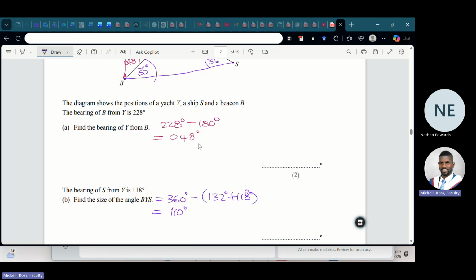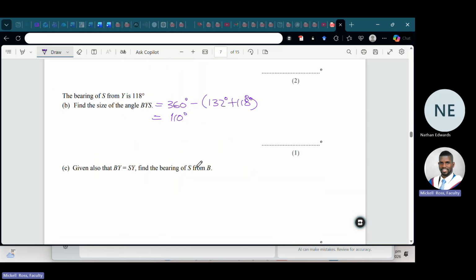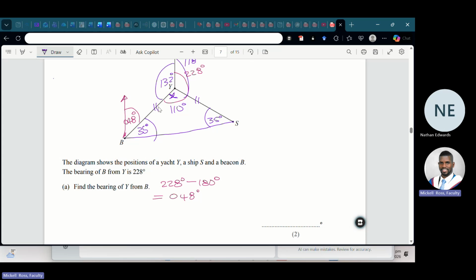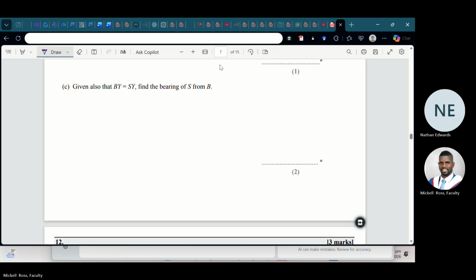Notice we want to calculate the bearing of S from B. So the measurement is going to be taken at B. When we measure the bearing, if I'm at B, I need to turn my head to look at S. It is both of these angles combined together. That is going to give me the bearing of S from B. It's going to be equal to 048 plus the 35 degrees, which is going to give me 083 degrees.